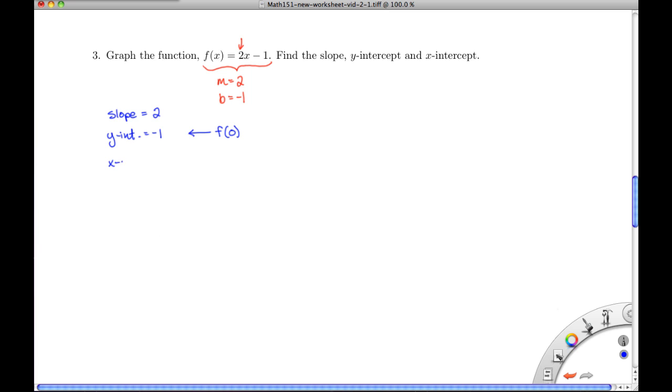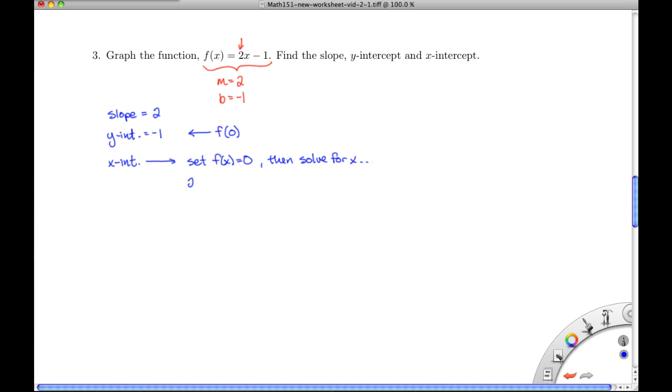The last piece that we need is the x-intercept. And for the x-intercept, if you remember, what we did is we took our function f of x, we set it equal to 0, and then solved for x. So we're going to go ahead and do that now.